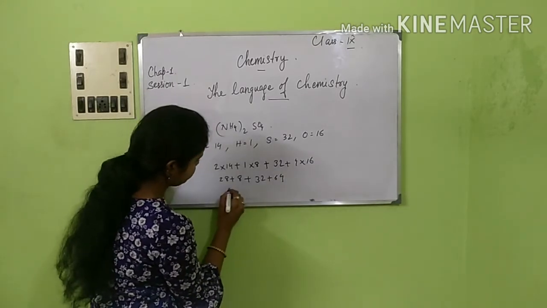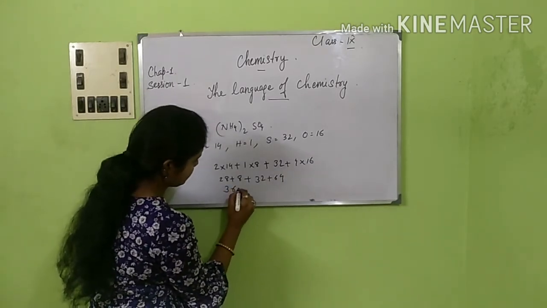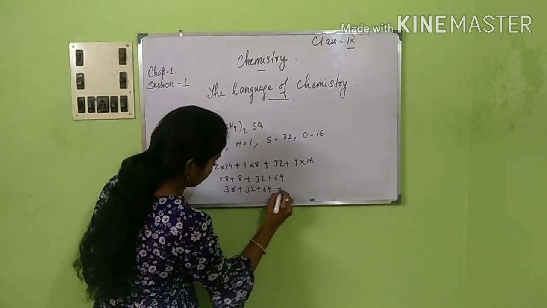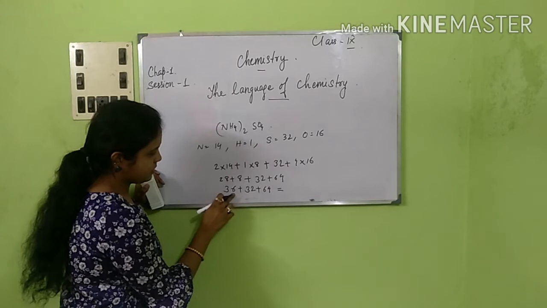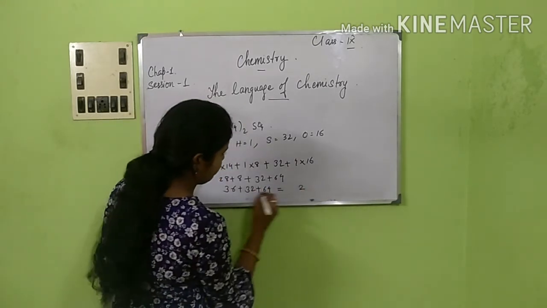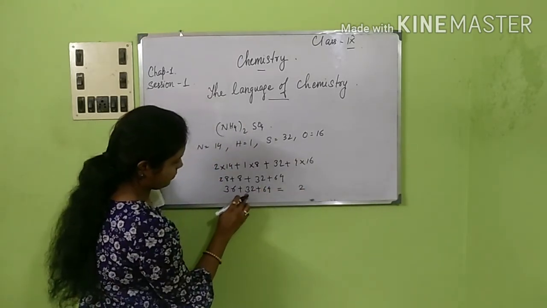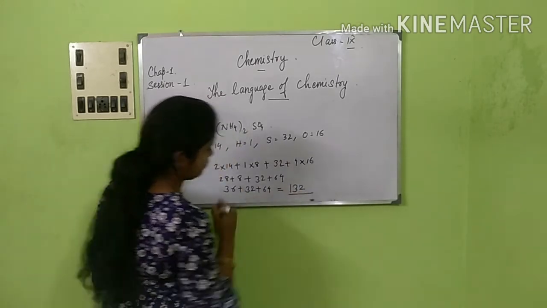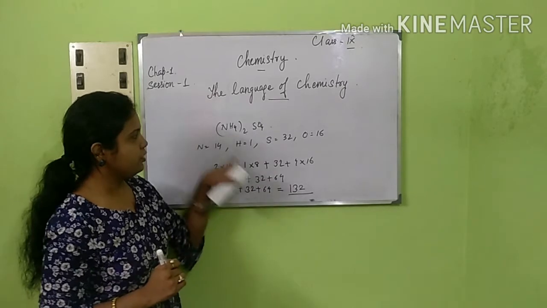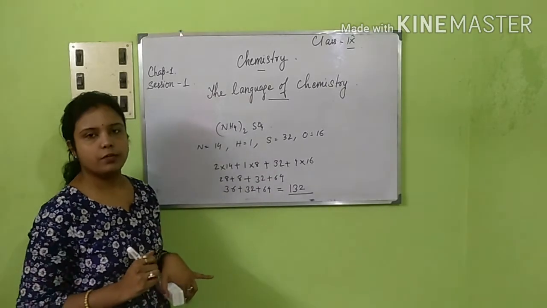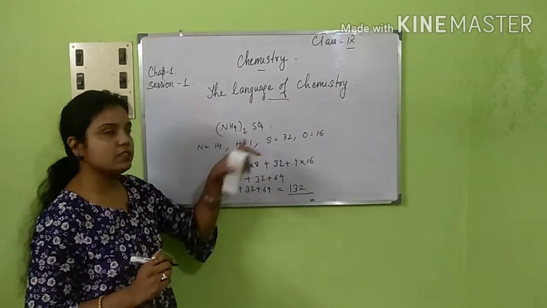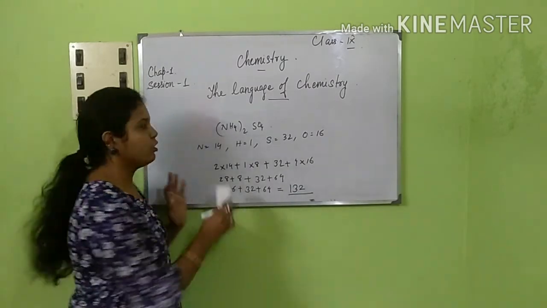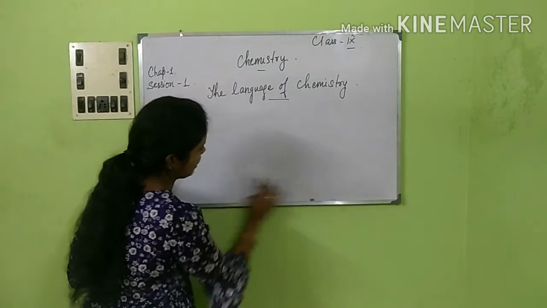So you get here 36 plus 32 plus 64. You get 6, 6, 12, 132. Okay, so 132 is the molecular weight of the particular compound, ammonium sulfate. So this was all about how to calculate the molecular weight of the different compounds.